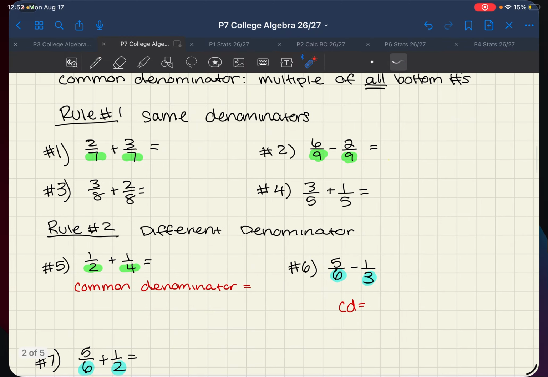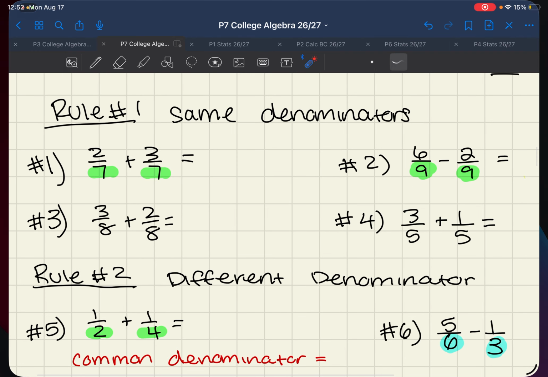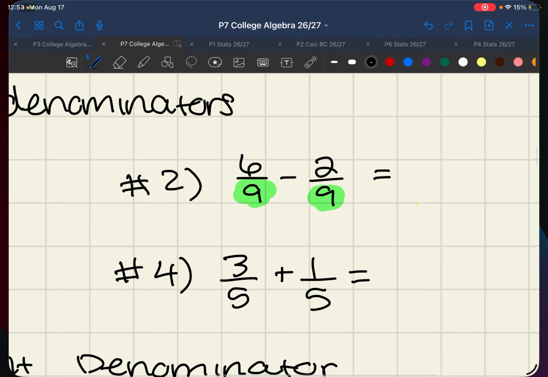So looking at rule number 1, let's say we had the same denominator. If you look at number 1, we have 2/7 plus 3/7. Since they both have a denominator of 7, all we need to do is add the numerators. So 2 plus 3 is 5, which means our answer is 5/7. The denominator stays the same. Okay, number 2, we have 6/9 minus 2/9. They are both the same denominator, so I'm now just going to subtract the numerators. 6 minus 2 is 4, and then I write the whole thing over 9.